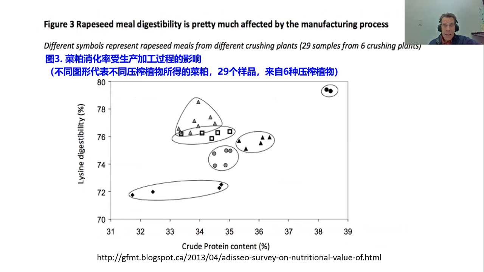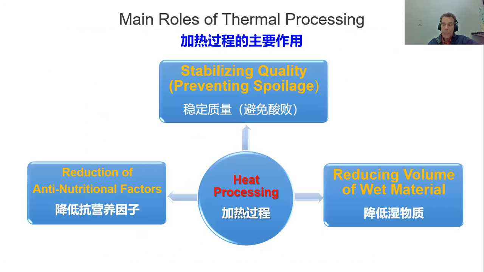with plant protein, in this case, rapeseed meal, with data from France, from 29 samples from 6 crushing plants, where they measured lysine digestibility. There was no correlation between crude protein content and lysine digestibility. It all had to do with the plant. You see, they group by plant. Some plants maintained high digestibility of lysine. Some plants maintained lower digestibility of lysine, regardless of the protein content. So processing conditions at a specific plant play an important role in the digestibility of nutrients. So it's really a question of processing, not a question of species, not even a question of feed ingredients themselves.